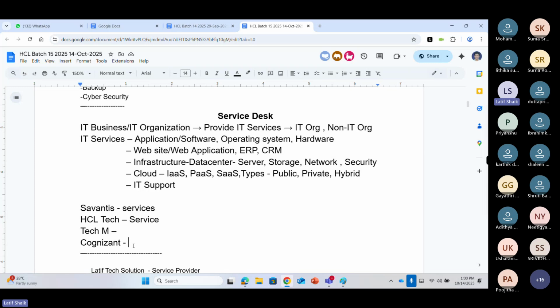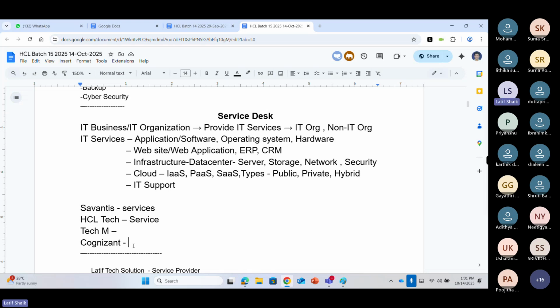These are called production-based companies. Some companies only provide services because Savantis is not owning any cloud. Savantis is not owning any SAP application, right? Savantis utilizes the SAP application to provide SAP-based services to other organizations. Savantis uses the cloud, which is AWS or Azure cloud, to provide cloud-based services to our clients. We don't build anything, but we are providing services from the already built one.